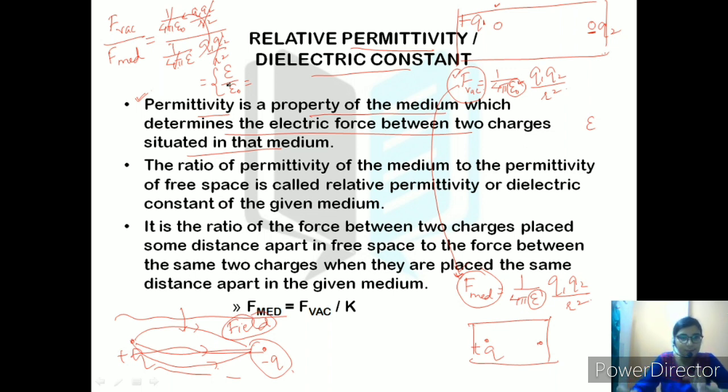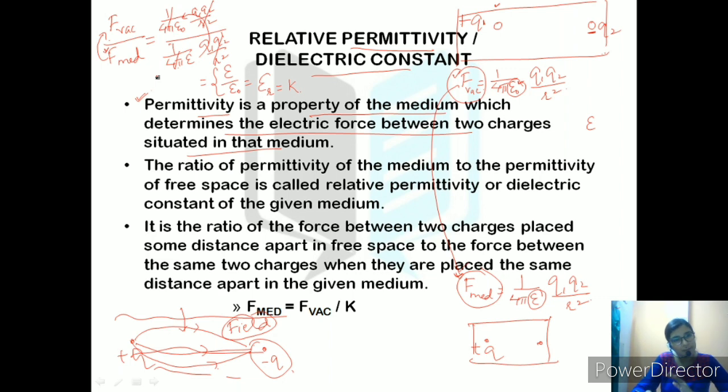Okay, and we define this ratio as relative permittivity, and we write it as epsilon R, and sometimes we write it as K, which is dielectric constant. Dielectric is the other name of insulators, which are not good conductors of electricity, through which charges cannot flow easily. Clear? So here we want to compare the force, by what amount the force is decreasing in the medium, in comparison to the force in vacuum.